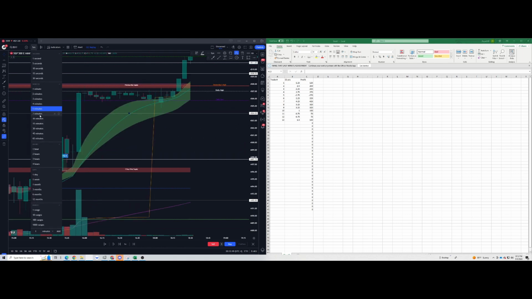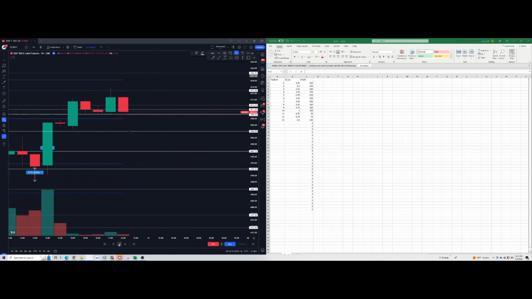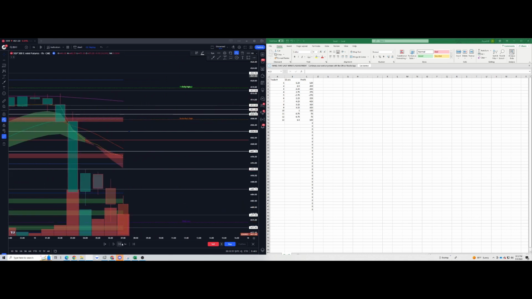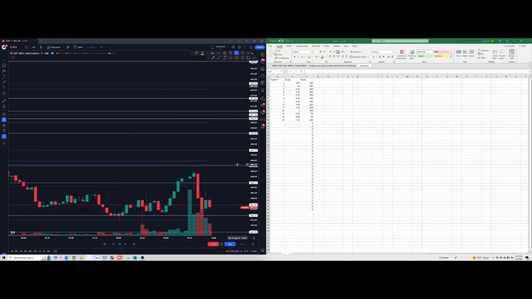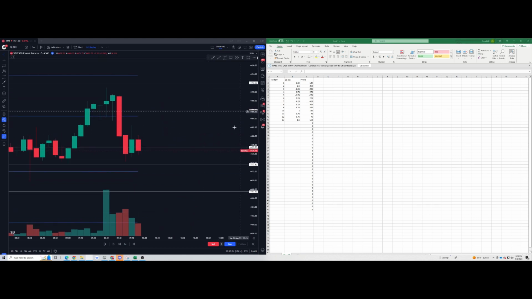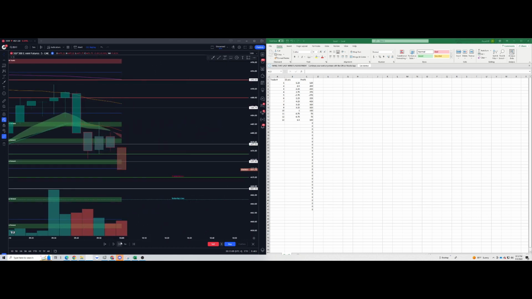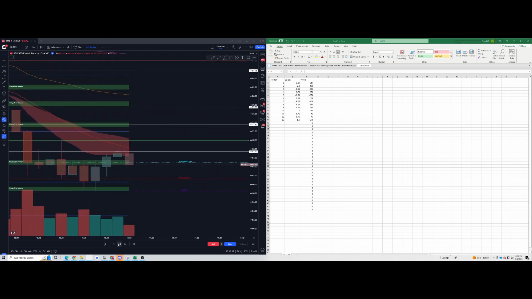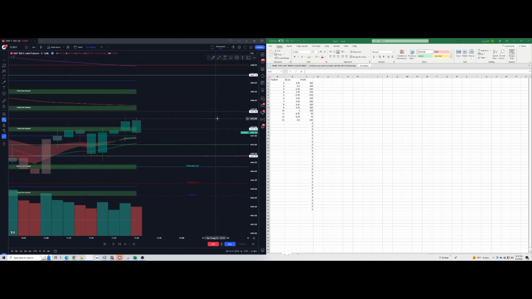Alright, this is into after hours, so let's go ahead and skip through. Go back to our 5-minute chart. Looks like a bear flag here. Let's see how that plays out. Nice. Here we go.